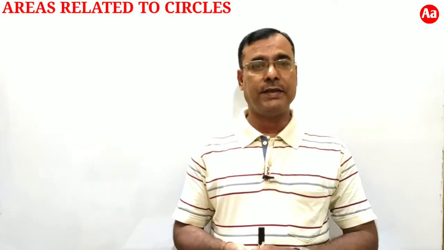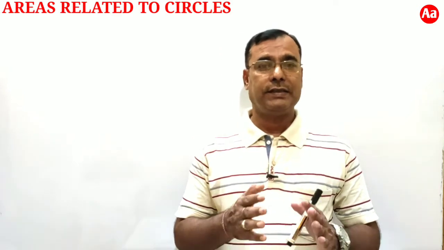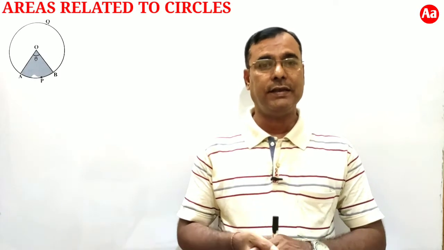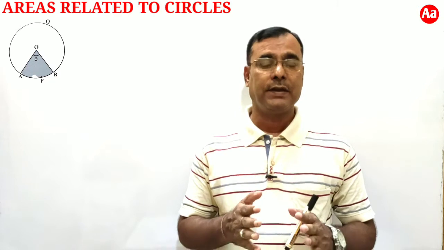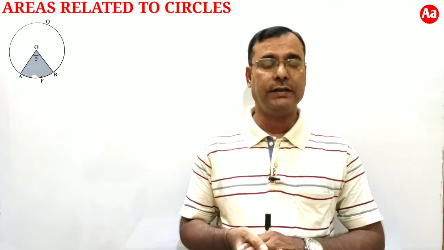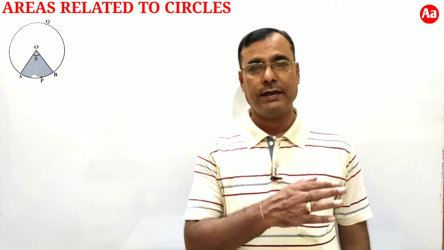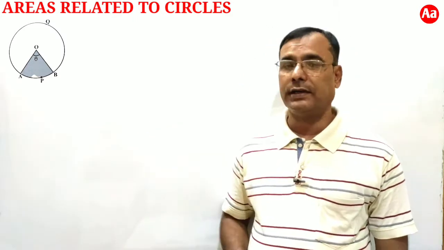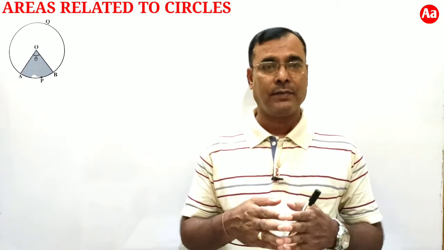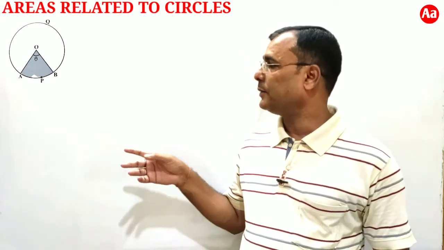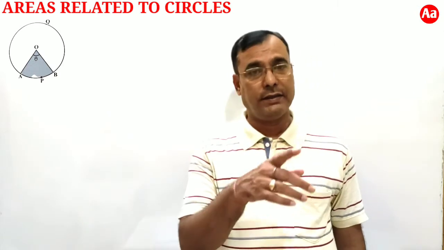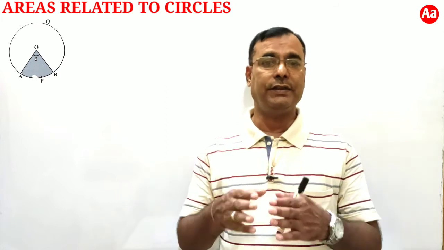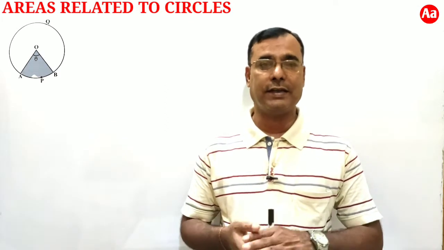In this section of the chapter, we are going to study about sector area and segment area of a circle. A sector of a circle is a part or portion of the circle enclosed between two radii and the corresponding arc of the circle. OA, OB are radii of the circle and APB is the corresponding arc of the circle. Arc APB subtends an angle theta at the center of the circle, so this angle theta is called the sector angle.